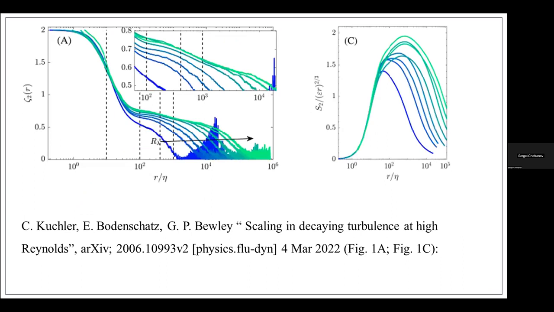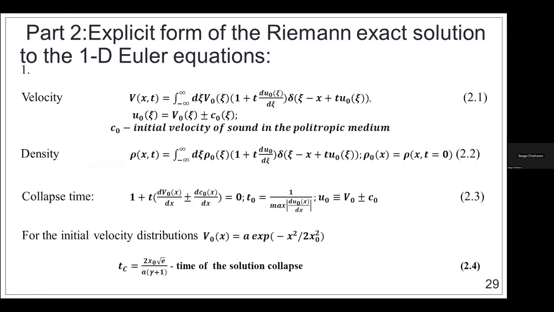Indeed, for unsteady decaying turbulence, experiment gives the same result that we obtained by our analytical formulas. And at the end of my presentation, I want to present the explicit form of the well-known Riemann implicit solution for the one-dimensional Euler equations when pressure is taken into account explicitly. Indeed, we obtain the time of collapse of the solution, which depends on the polytropic exponent, and pressure does not give the possibility to avoid collapse.